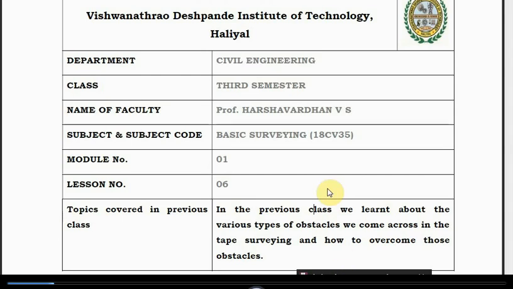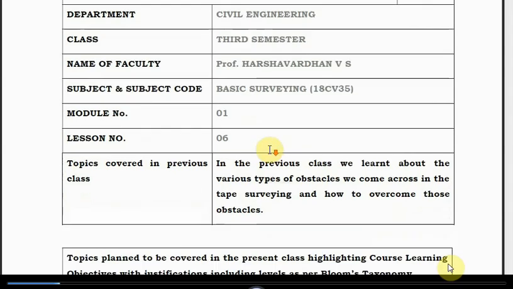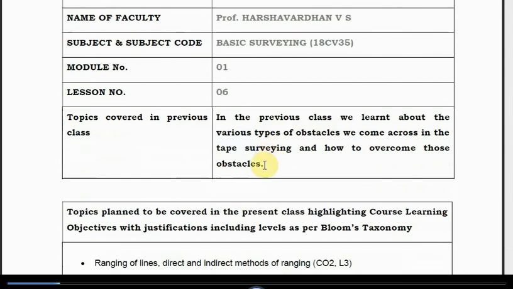In the first group, there are obstacles to only ranging. That means you cannot see from the first point to the last point. Both the points are not intervisible. An example is when you are surveying across a forest.